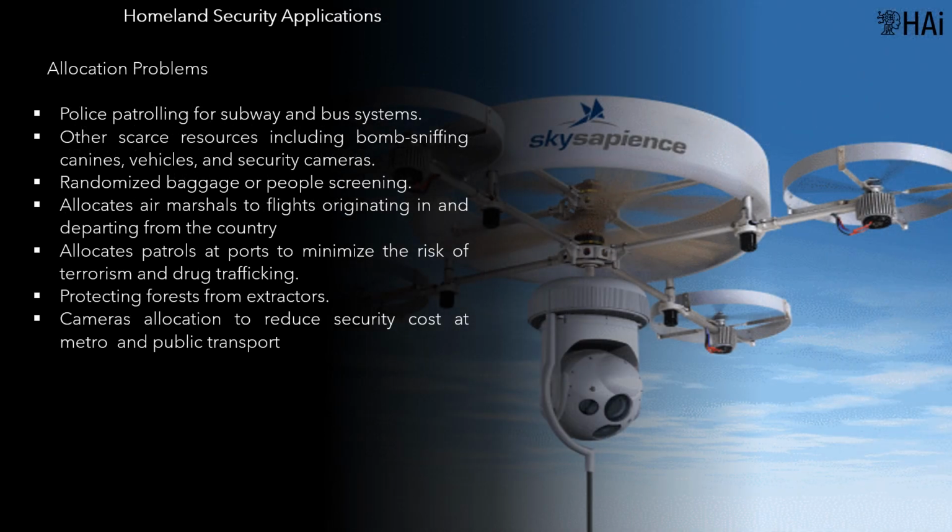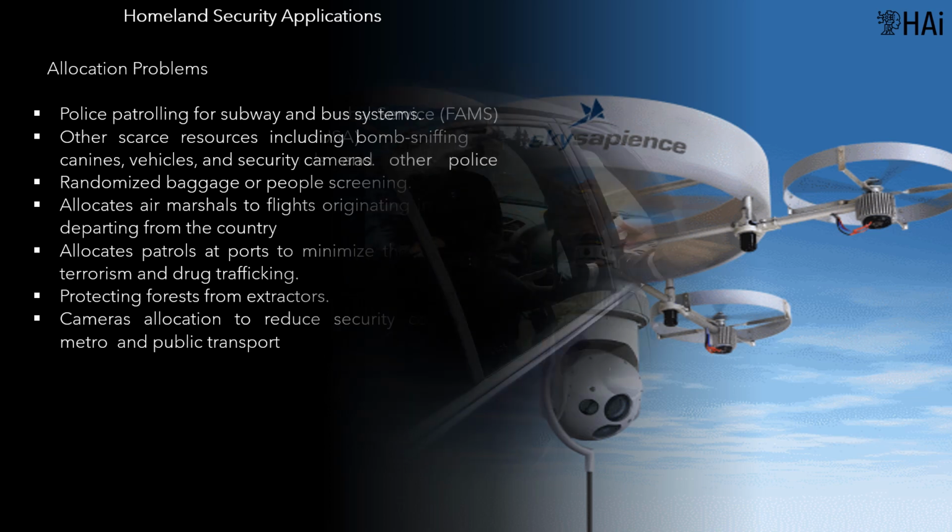The main Homeland Security applications based on Operations Research are allocation problems. Police patrolling for subway and bus systems, other scarce resources including bomb-sniffing canines, vehicles, and security cameras, randomized baggage or people screening, allocates air marshals to flights originating in and departing from the country, allocates patrols at ports to minimize the risk of terrorism and drug trafficking, protecting forests from extractors, and cameras allocation to reduce security cost at metro and public transport.